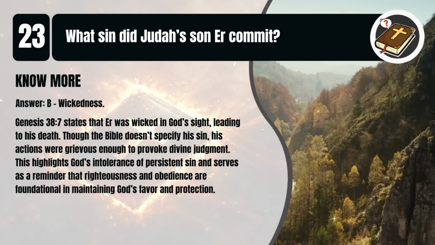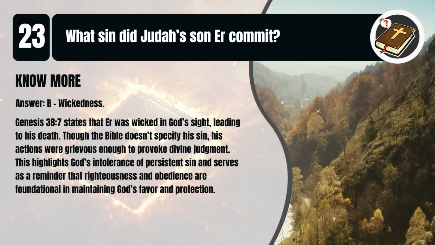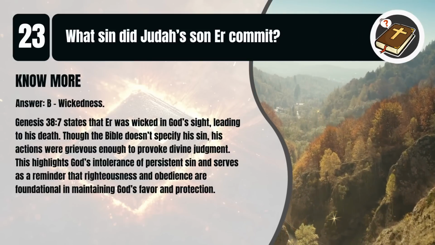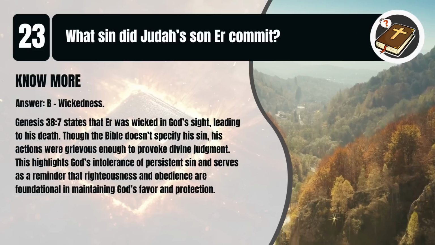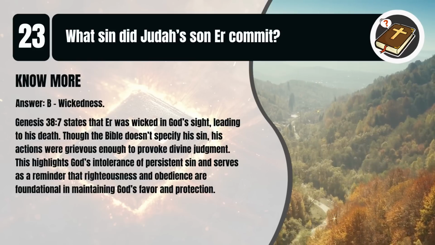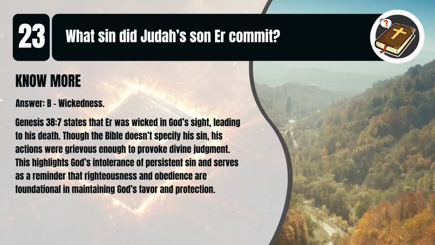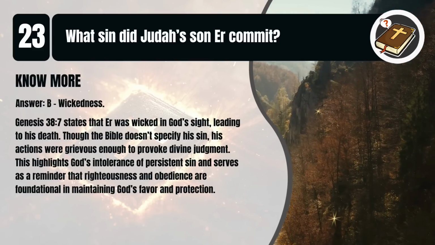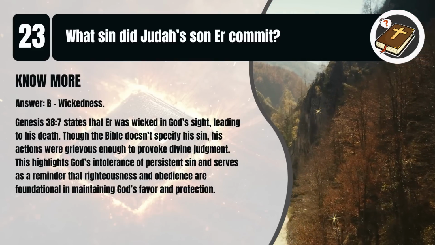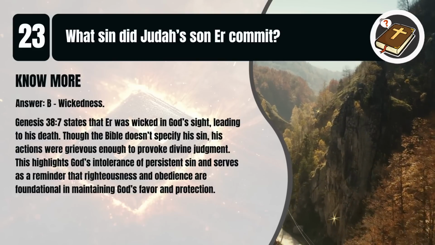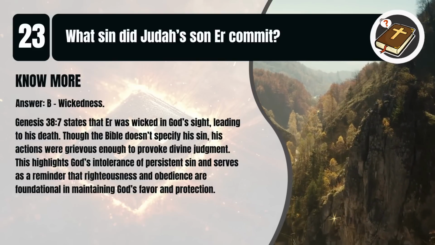That's B. Wickedness. Genesis chapter 38 verse 7 states that he was wicked in God's sight, leading to his death. Though the Bible doesn't specify his sin, his actions were grievous enough to provoke divine judgment. This highlights God's intolerance of persistent sin and serves as a reminder that righteousness and obedience are foundational in maintaining God's favor and protection.